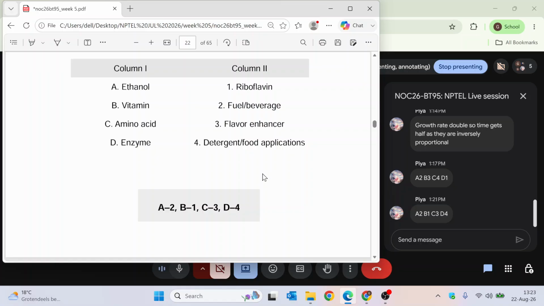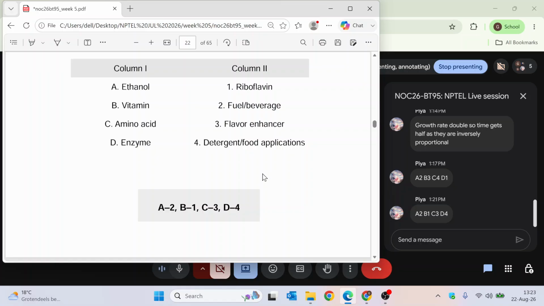Similarly, when we talk about amino acids and enzymes, there are two more options: flavor enhancers and detergent and food applications. In amino acids, one product which is glutamic acid is an amino acid which is very famous, and we all know monosodium glutamate, MSG, or the common commercial name that we know, is generally attributed to flavor enhancing in food. So amino acids, if you keep the example of glutamic acid or monosodium glutamate in mind, then it's a very good flavor enhancer.